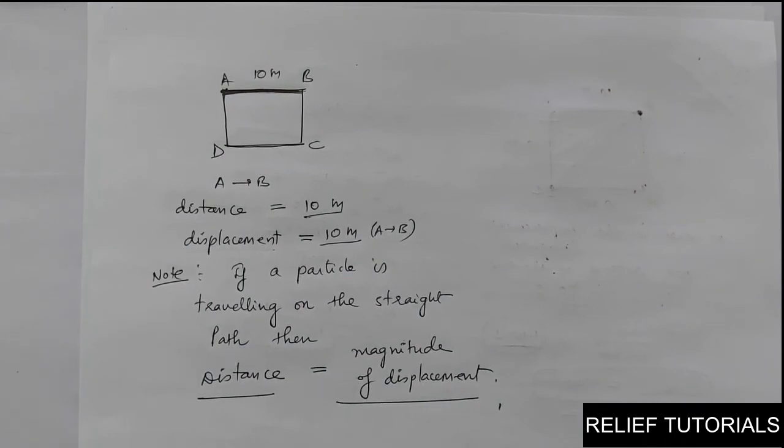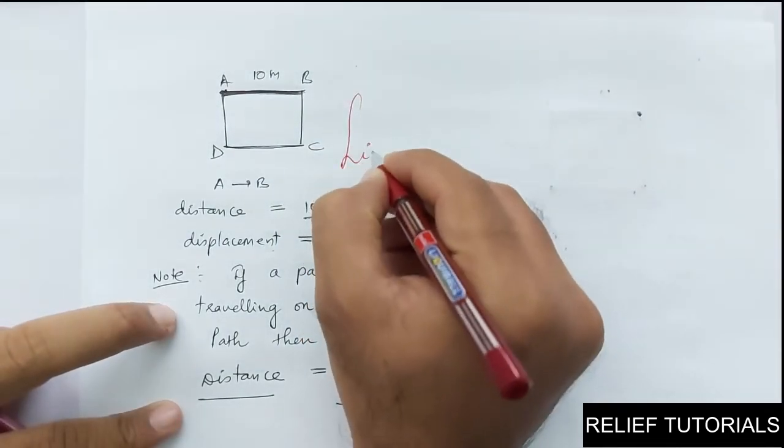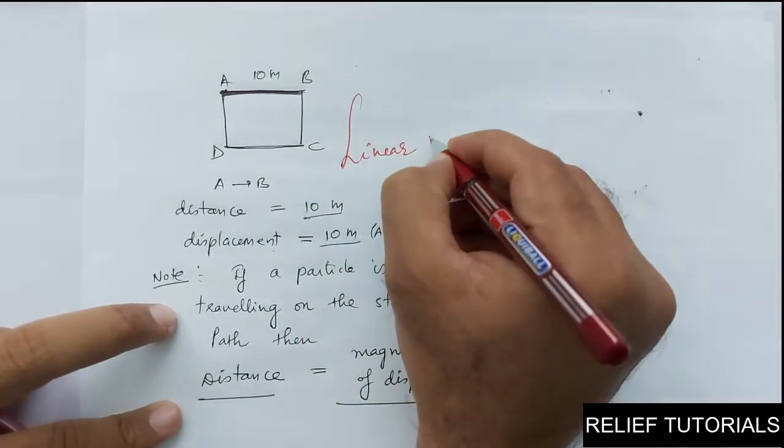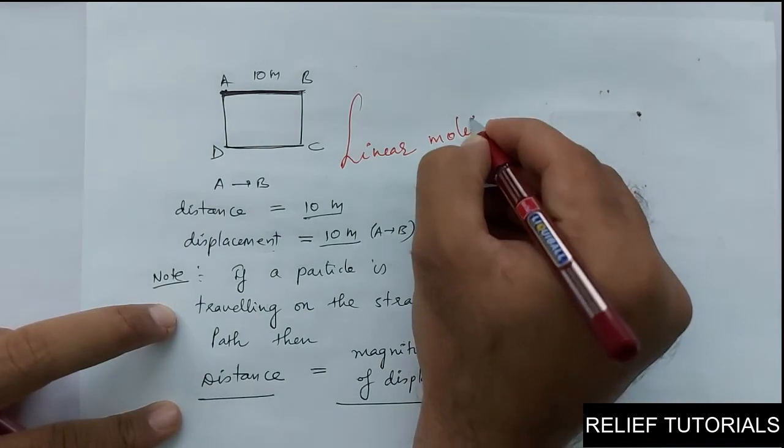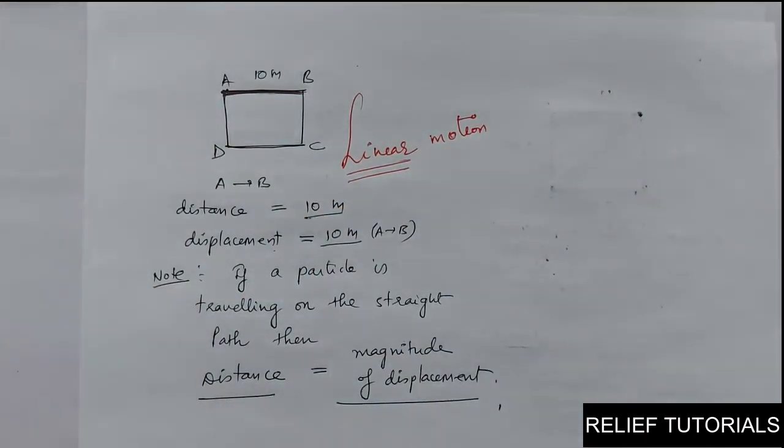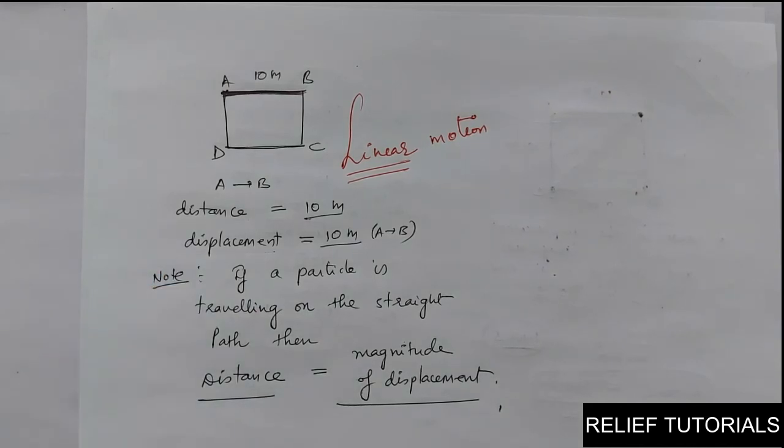In our chapter, from now on, we are going to solve only those examples in which the particle is traveling on the straight path. If the particle is traveling on the straight path, that type of motion is called linear motion. Linear, traveling on the straight line. So in our chapter, we have a very simple motion to be studied, and that is the linear motion.